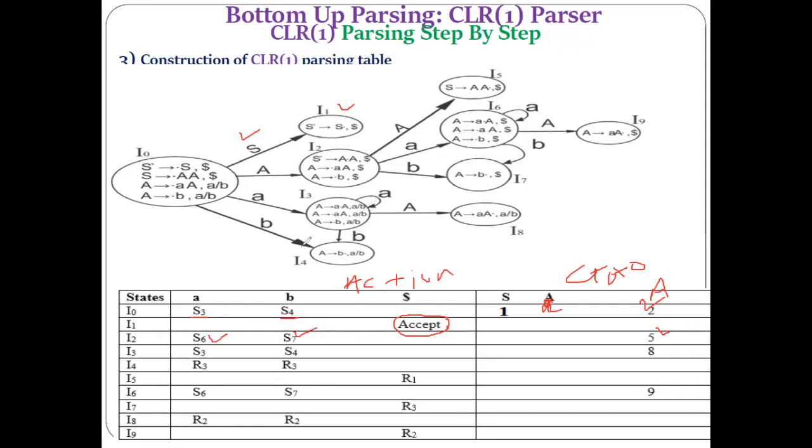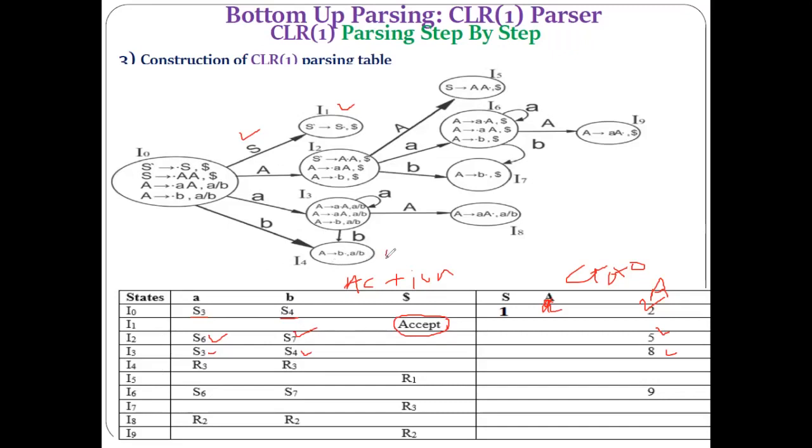Then I3 on the non-terminal A is going to I8. That's why 8 is here. I3 on the terminal a is pointing to I3 itself. That's why S3 is there. I3 on the terminal b is going to I4. That's why S4 is below the b.